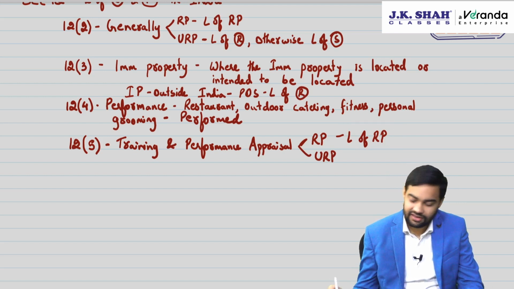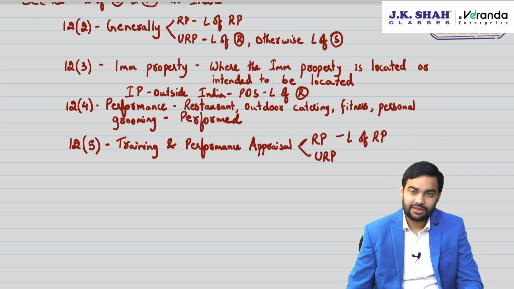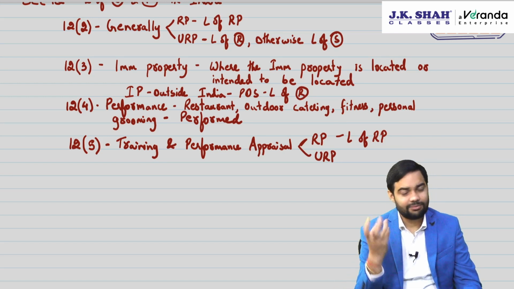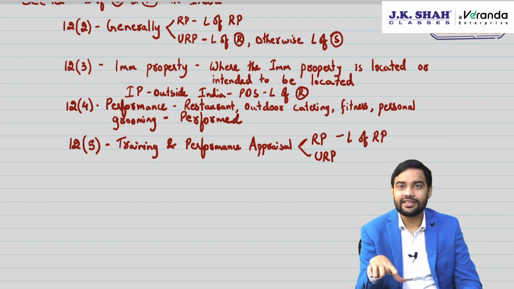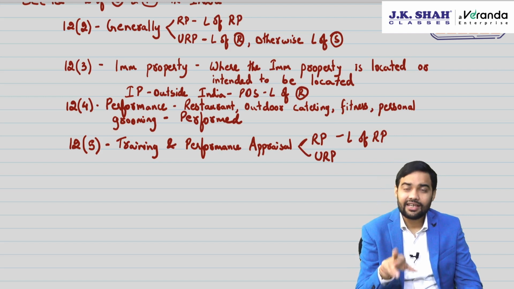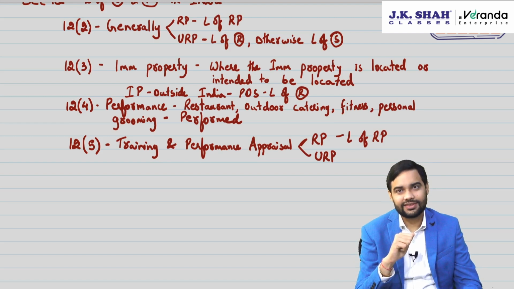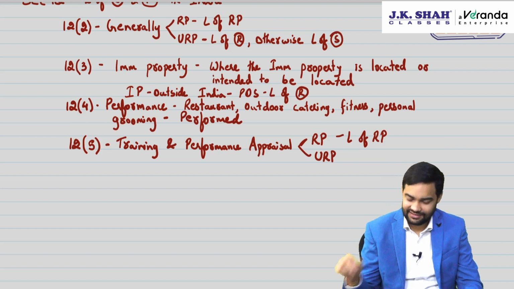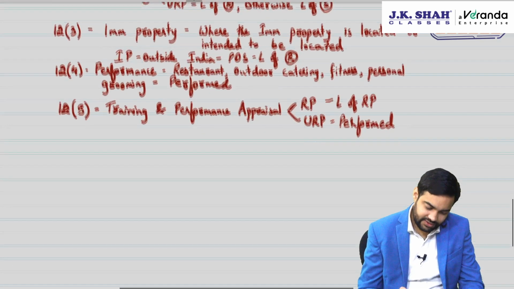Sir, but how can training be outside India? How can you use it in 12? It is possible that the trainer, supplier is Indian, recipient is also Indian, both are in India, training is being held in Sri Lanka. Possible. Then in that case, we will use 12 and not 13. If it is to an unregistered person, then it would be where the service is performed.